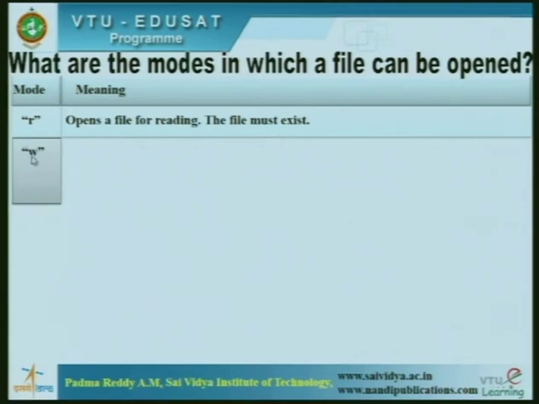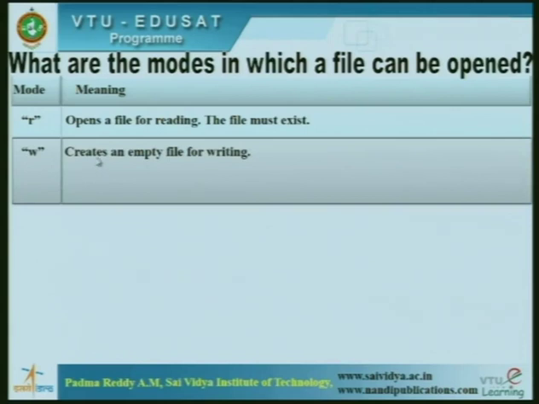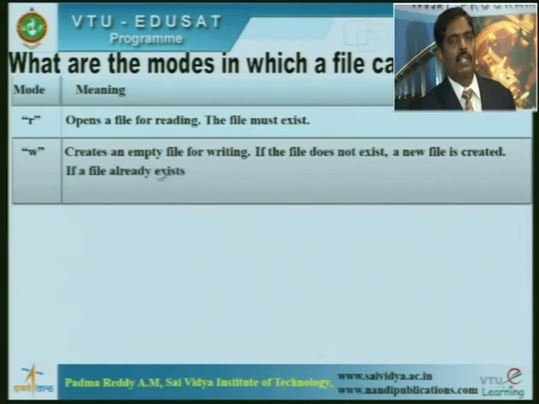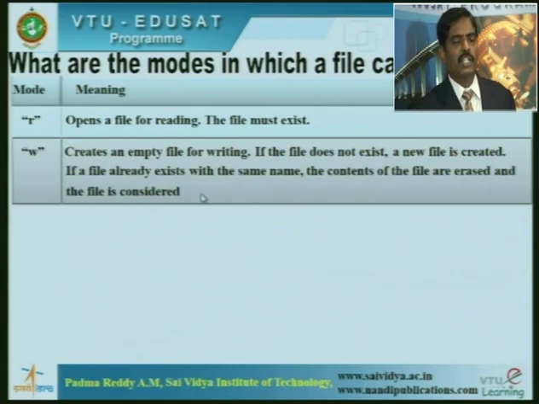And then if you write W, it means we are supposed to create a file. So create an empty file for writing. If the file does not exist, a new file will be created. If a file already exists with the same name, the contents of the file are erased and the file is considered to be a new empty file. If a file already exists and you open it in write mode, then the contents of the file are deleted.